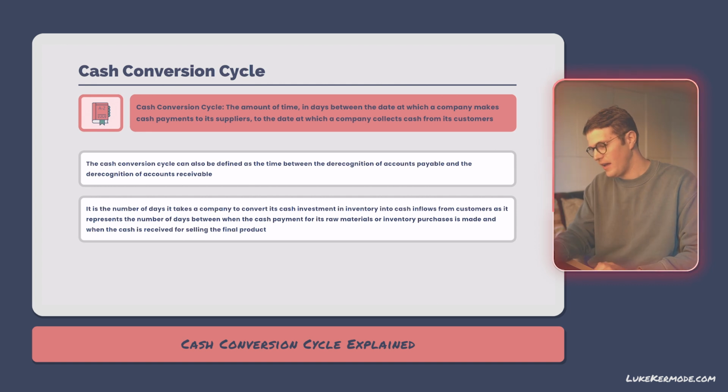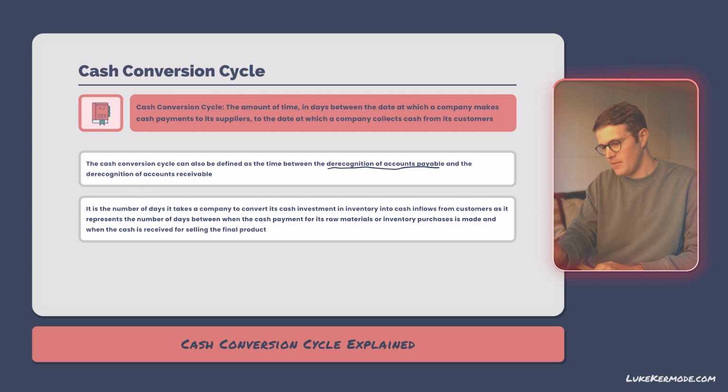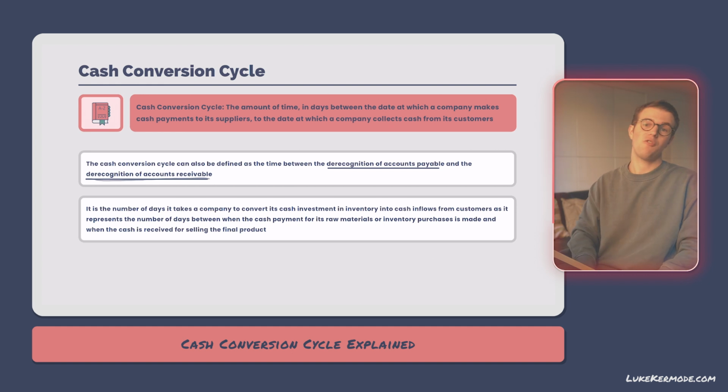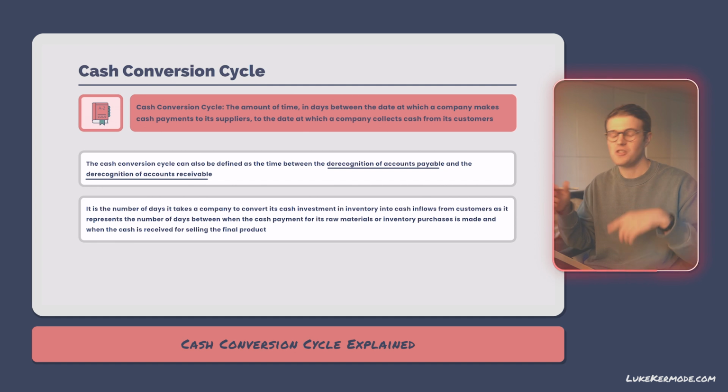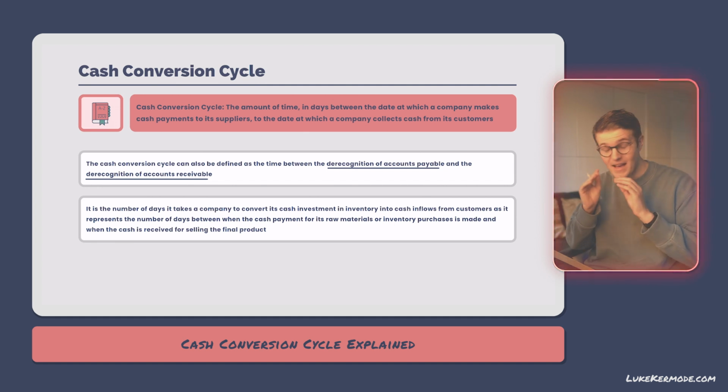And that's just another way of saying it's the amount of time it takes for the company to pay its suppliers up until the time at which it receives cash from its sales to its customers. So yeah, it's the number of days it takes a company to convert its cash investment in inventory into cash inflows from customers, and it represents the number of days between when the cash payment for its raw materials or inventory purchases are made and when the cash is received from selling the final product. So I'll run through a timeline in a second, but that is effectively all it is.